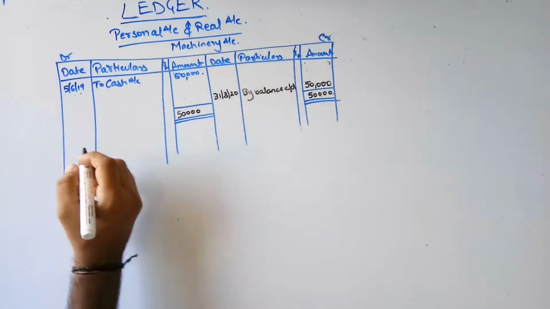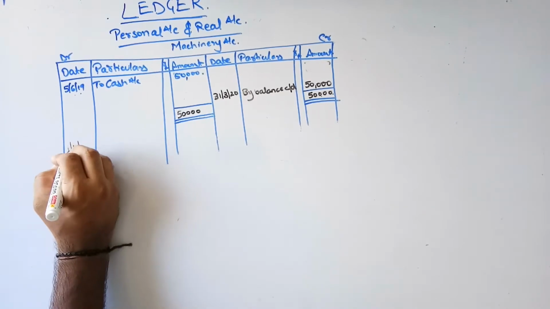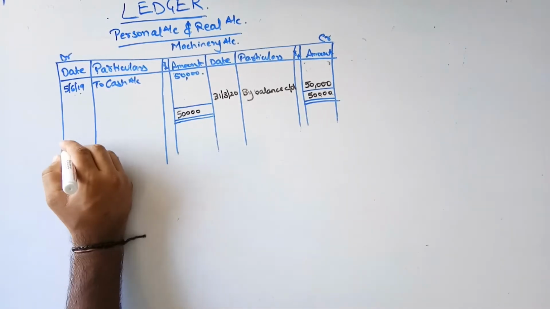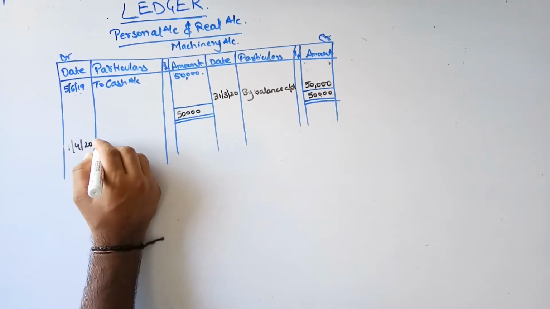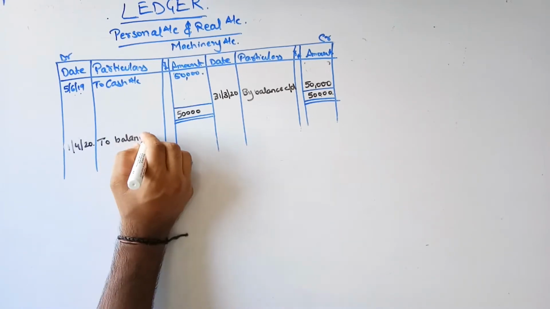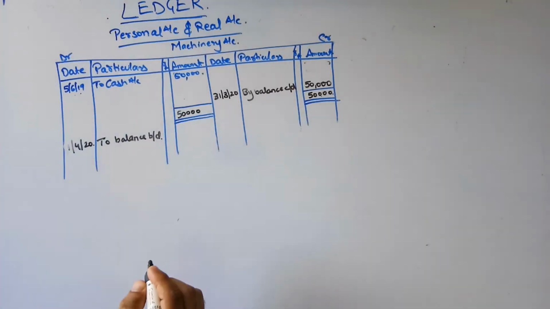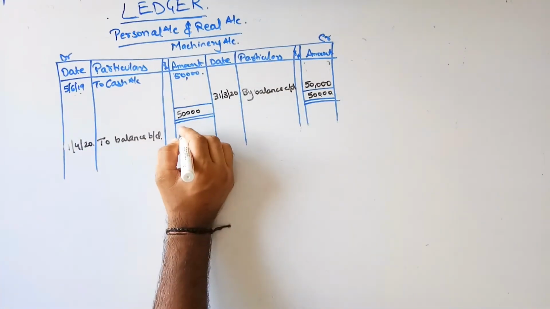So here on the 1st of April 2020, I will write to balance brought down. Which balance will you write? I mean, bring down over here this 50,000. So here I will write 50,000.